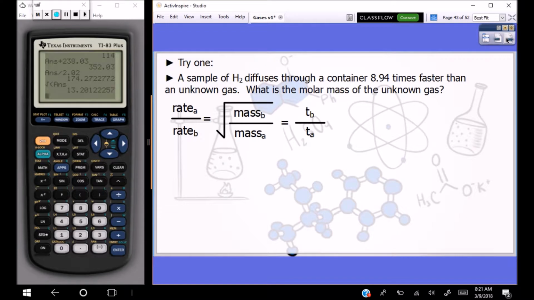This time, try one on your own. A sample of H2 diffuses through a container 8.94 times faster than an unknown gas. What is the molar mass of the unknown gas? If we think about 8.94 times faster, treat that as a fraction: 8.94 is the top, 1 is the bottom for my rate. Go ahead and solve.